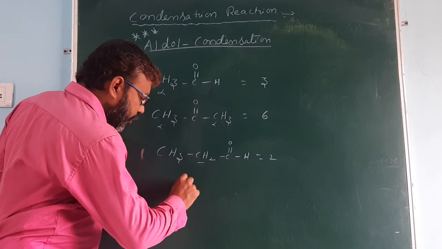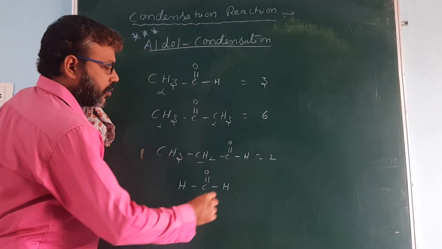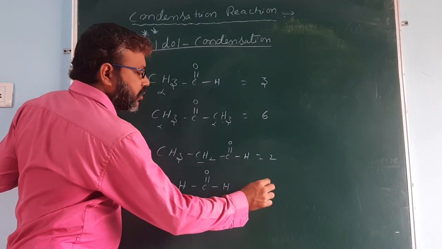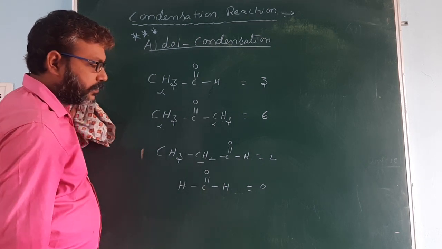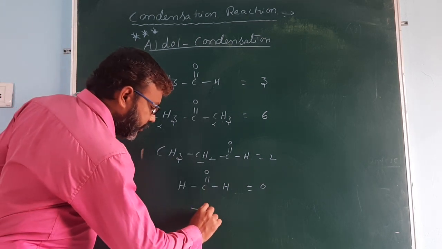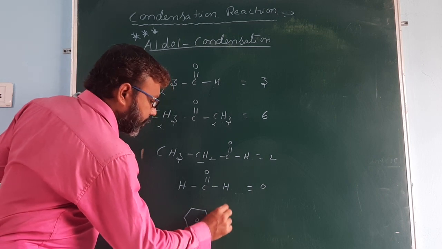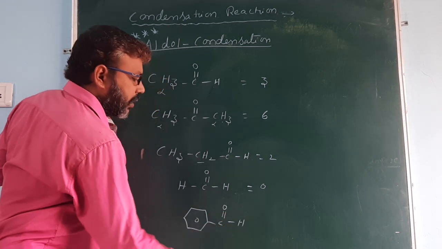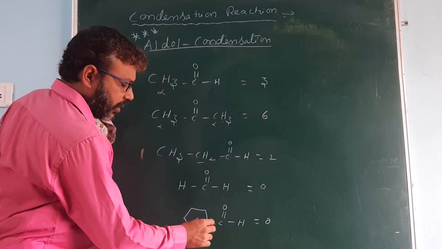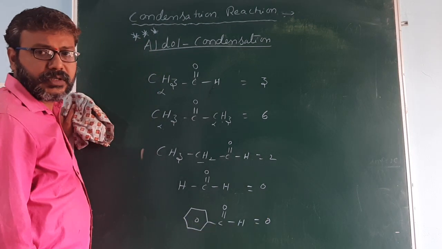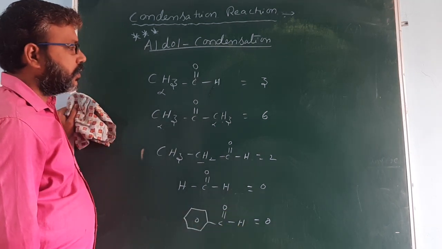Another example, formaldehyde: the number of alpha hydrogens is 0, as there is no alpha carbon. Benzaldehyde also has 0 alpha hydrogens, because the carbon next to the carbonyl has no hydrogen.